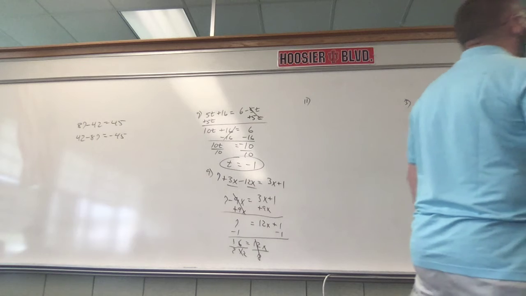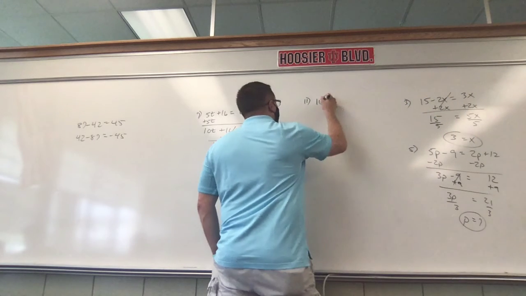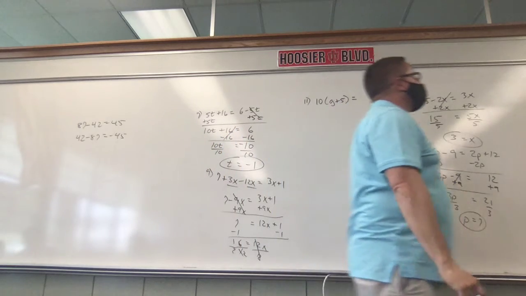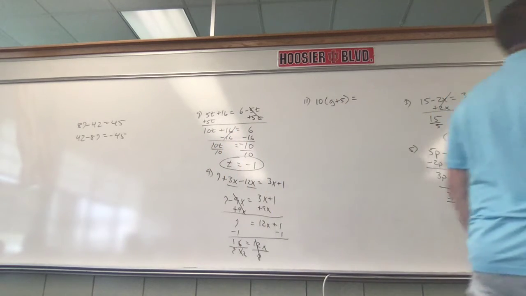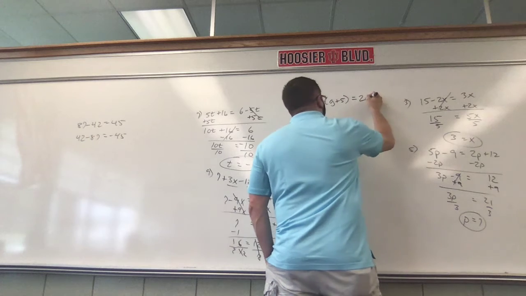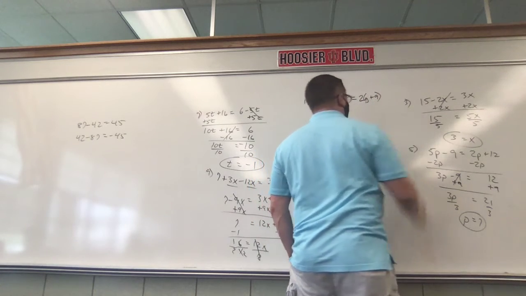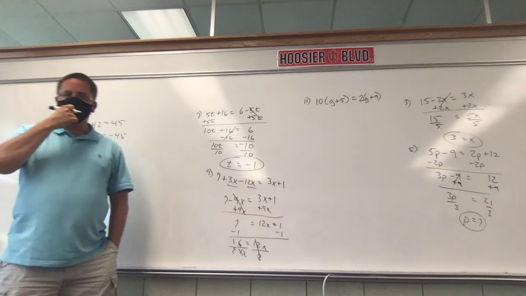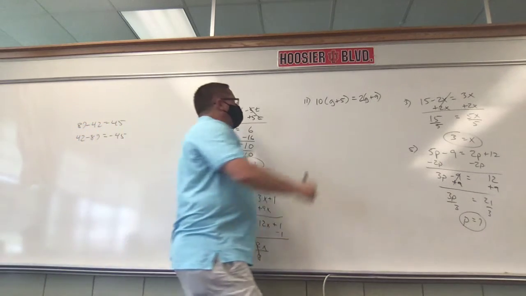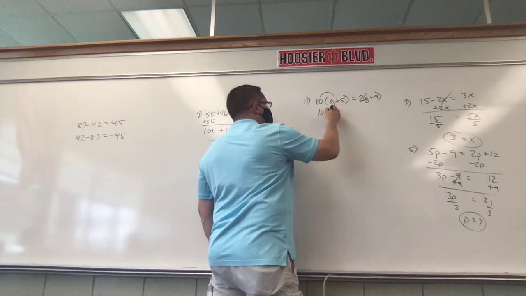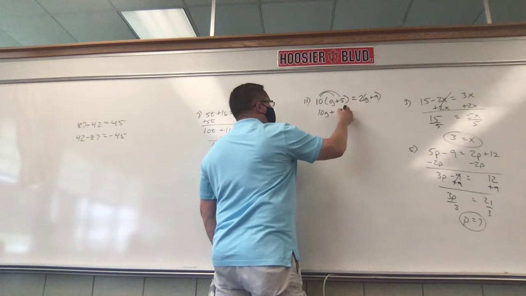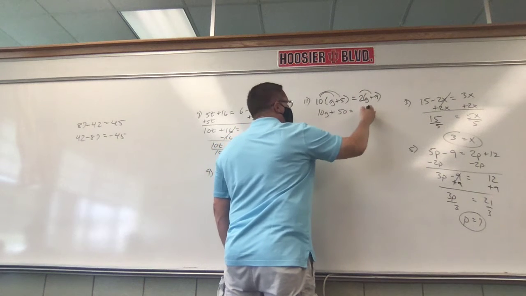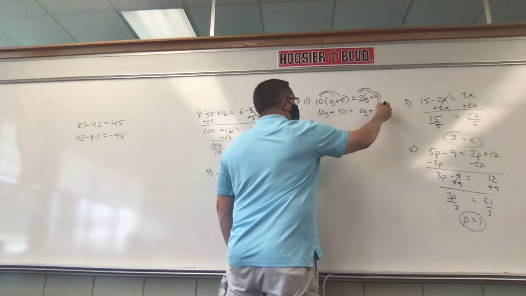Let's see. 10 times G plus 5 equals 2G plus 9. What's different about this one? One word. It's got parentheses, and then you're going to what? You're going to distribute. So we take 10 times G is 10G, plus 10 times 5 is 50, then distribute 2 on the other one. 2 times G is 2G, plus 2 times 9 is 18.